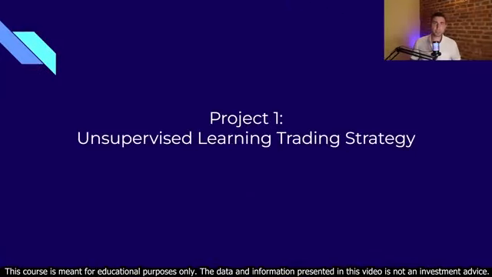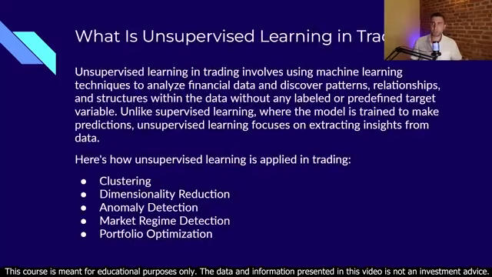Okay, so the first project is about an unsupervised machine learning trading strategy. We're going to use data from S&P 500 stocks. Let's talk a little bit about unsupervised learning in trading. It involves machine learning techniques to analyze financial data and discover patterns, relationships, and structures within this data without predefined labels or a target variable. Unlike supervised learning, where the model is trained to make predictions, unsupervised learning focuses on extracting insights from the data. Some use cases would be clustering, which we are going to use in the first project, dimensionality reduction, anomaly detection, market regime detection, and portfolio optimization.